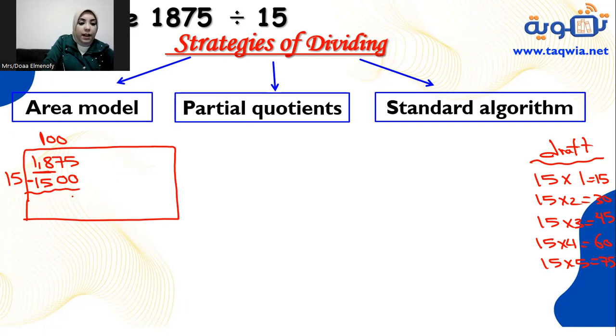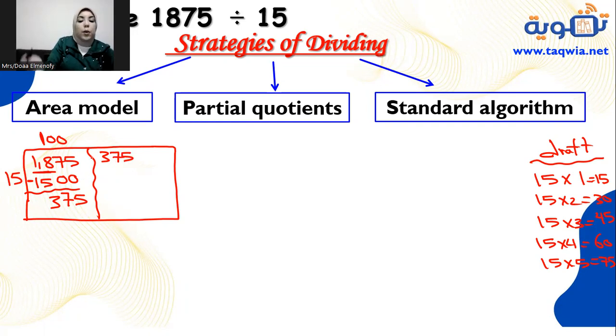Okay, 5 minus 0 equals 5, 7 minus 0 equals 7, 8 minus 5 equals 3. So it's 375. Okay, what you end, you have to start. So this is the remainder. So we're gonna start with the remainder again to divide it again in the next step. So here we have 375.